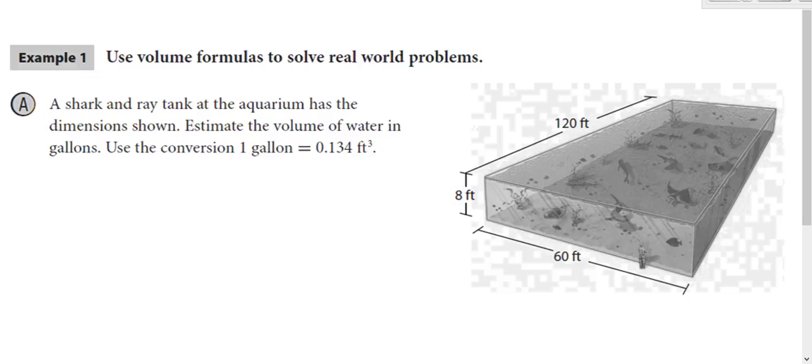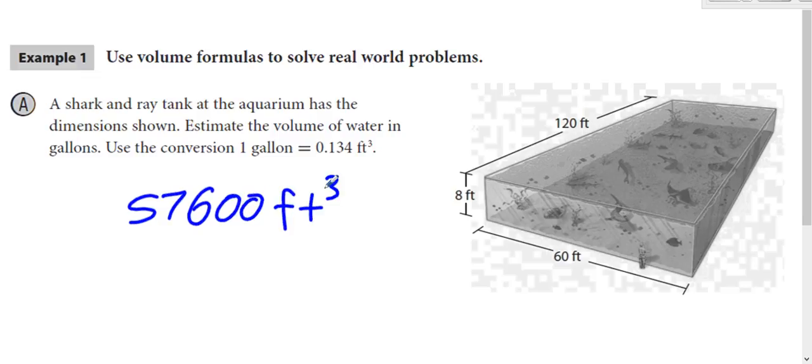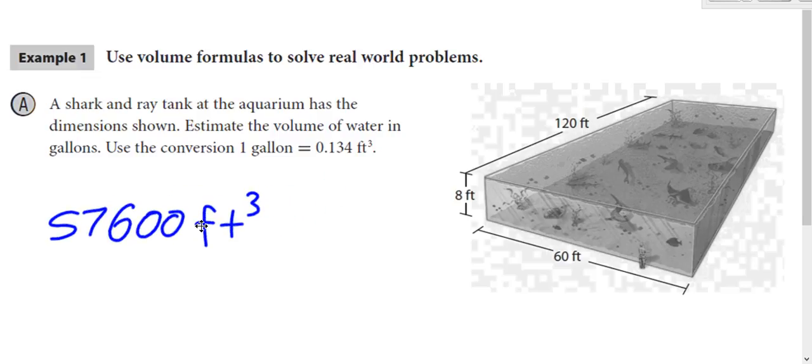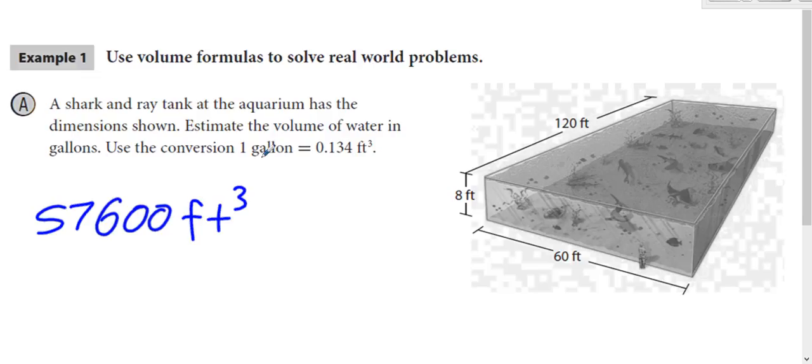So find the volume first. Length times width times height. 60 times 8 times 120. Now it'd be feet cubed. So to answer the question then, 1 gallon is 0.134 feet cubed.